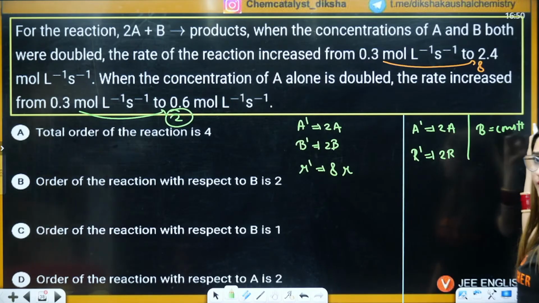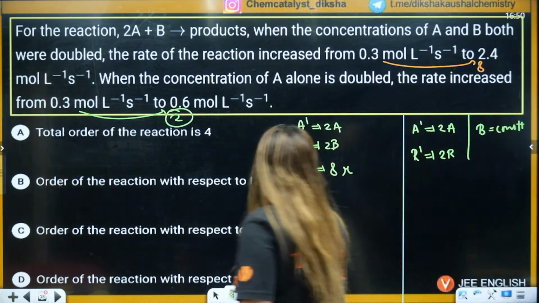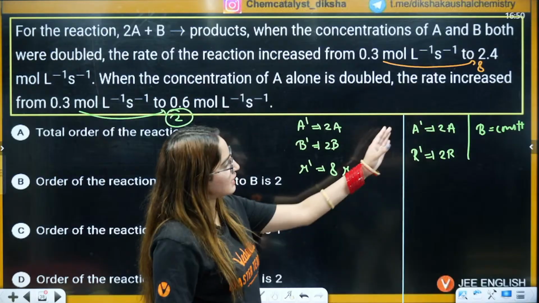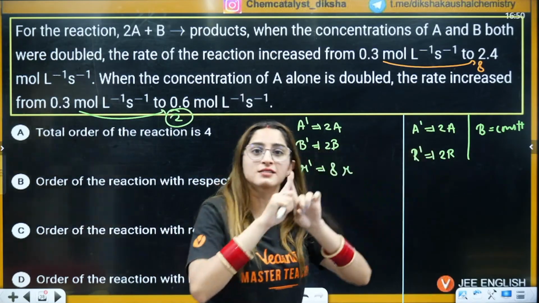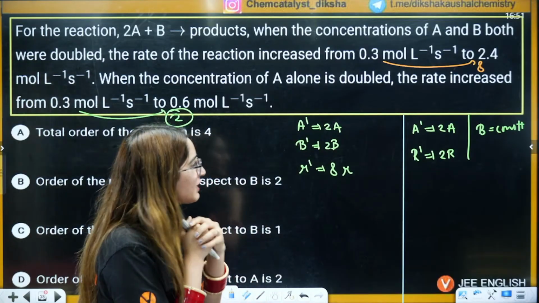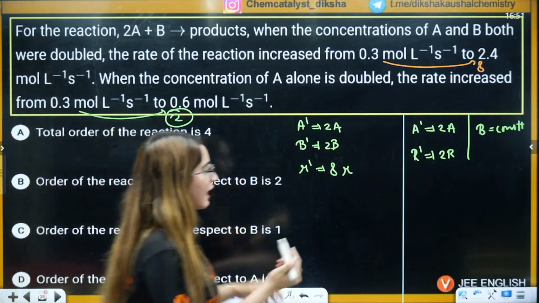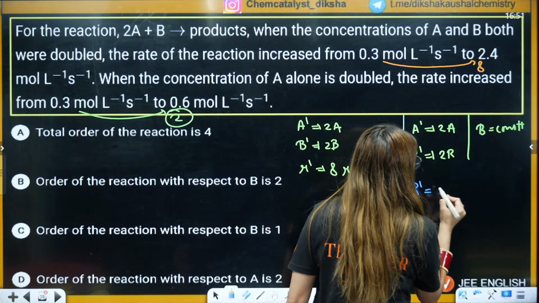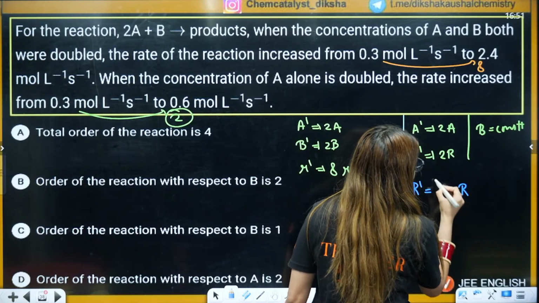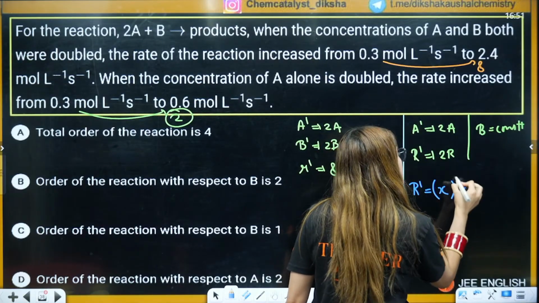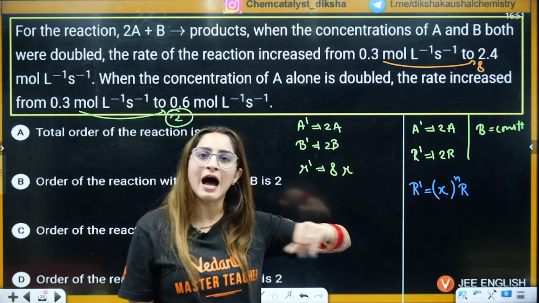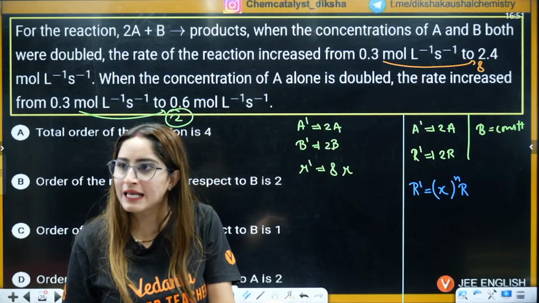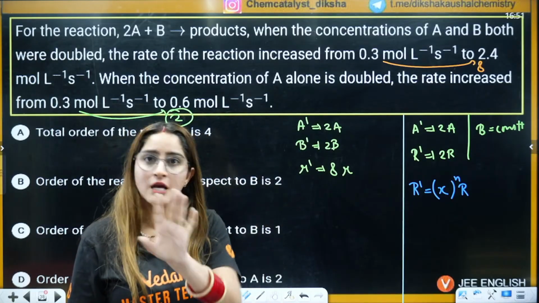B is constant here, right? So here what we will do, after this, A is doubling, B is constant, but the rate of reaction is also doubled, right? So that means I can get a hint that R dash equals R times x raised to power n. Now, what is this x raised to power n? X will be the number of times the concentration is increasing.